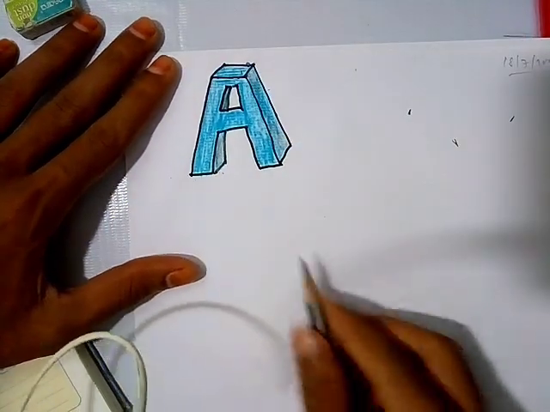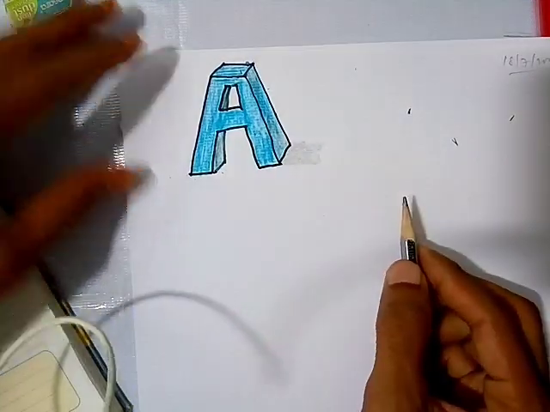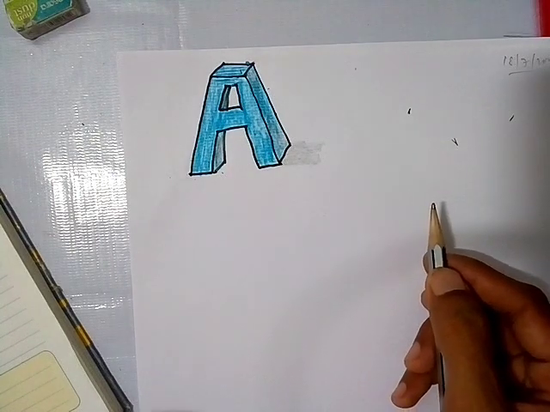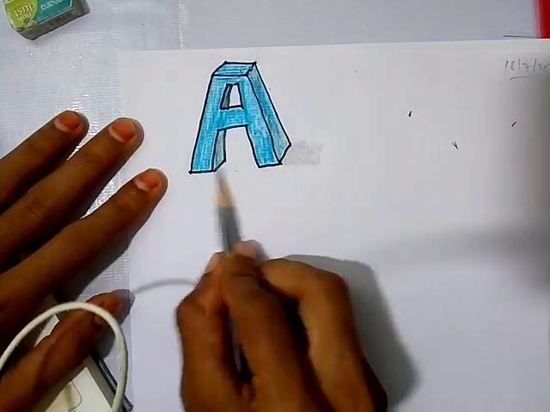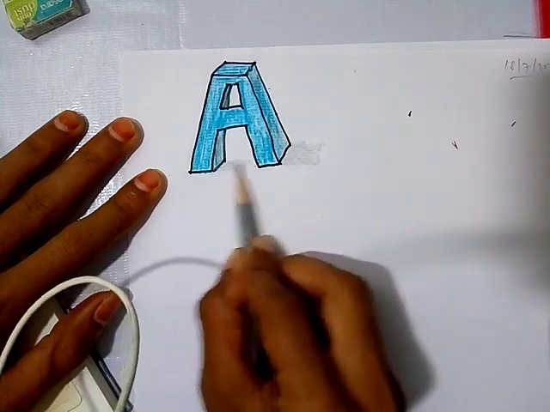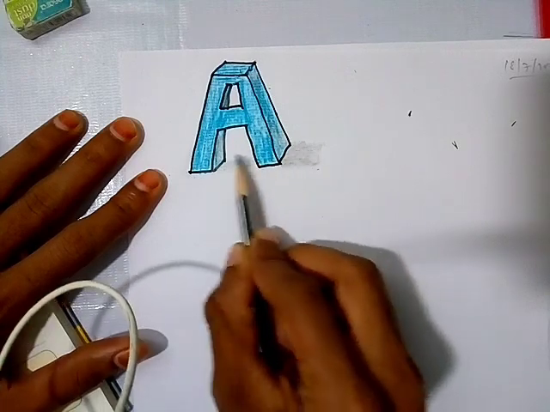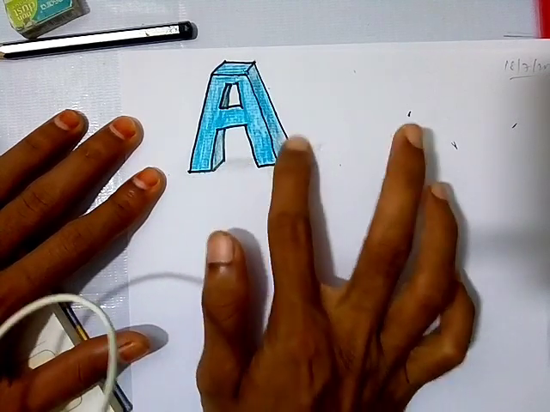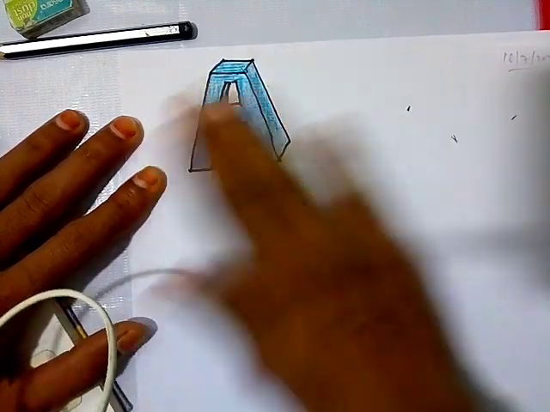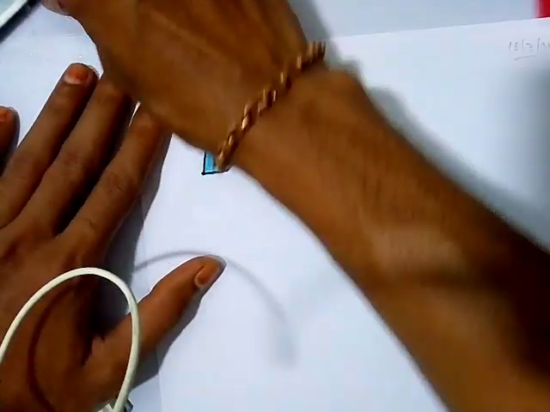Okay, now I'm giving the shadow. I imagine the light is at my left hand side, so I am giving the shadow to the right side of the alphabet A. Here also you can expect some shadow. I hope you are getting my point. Now I told you to blur the shadow, that's all. But you cannot get the 3D effect from the top view, I already told you.